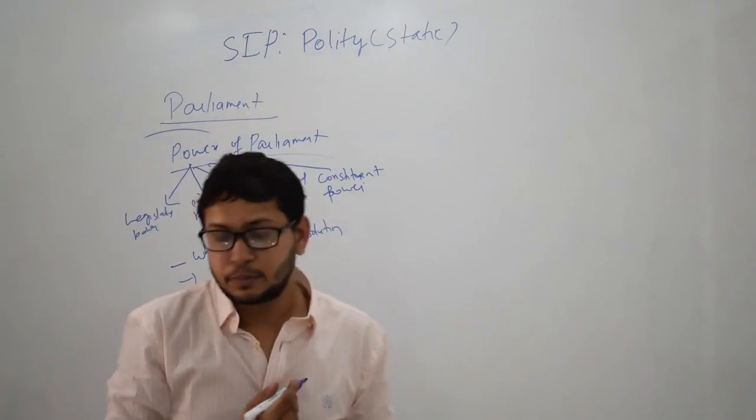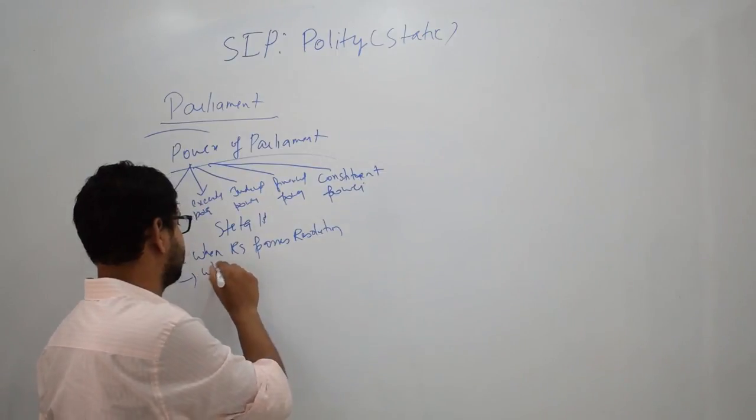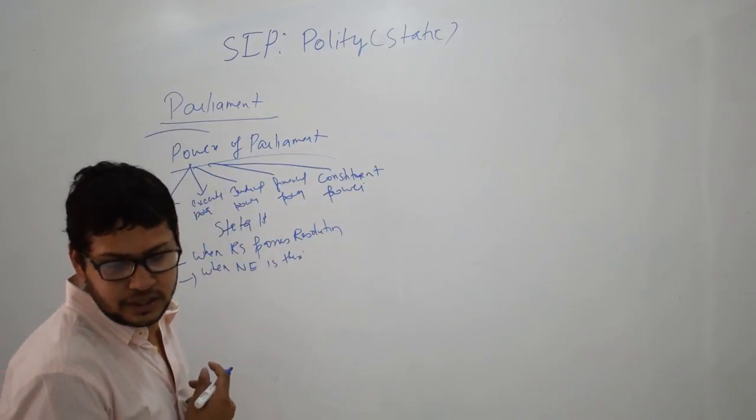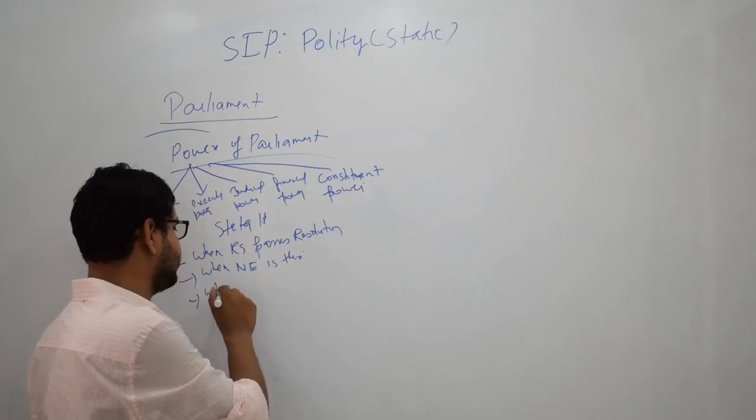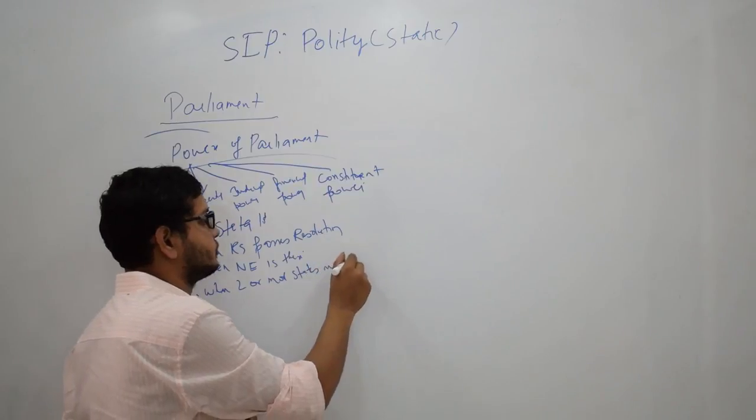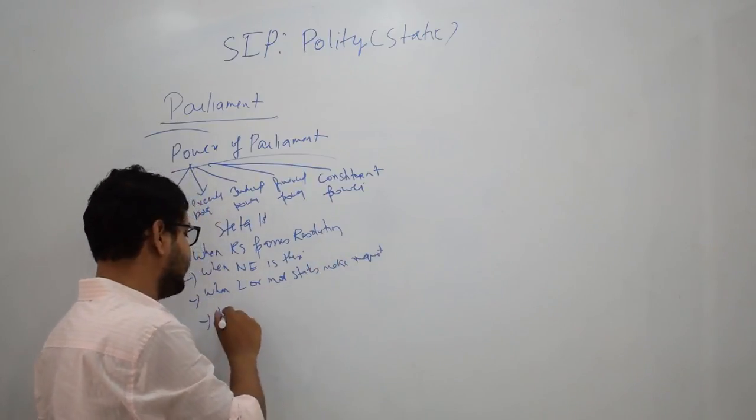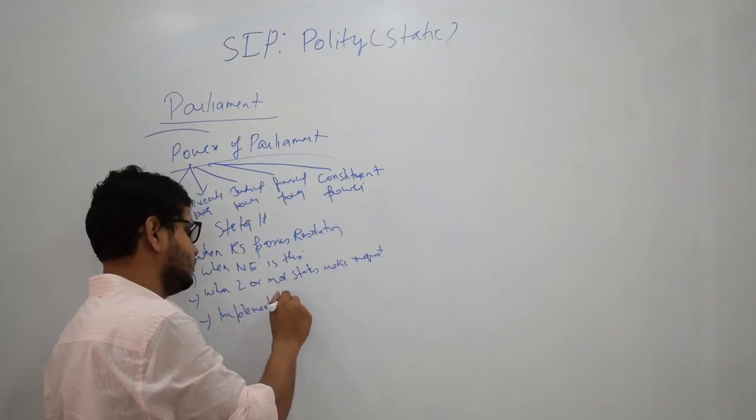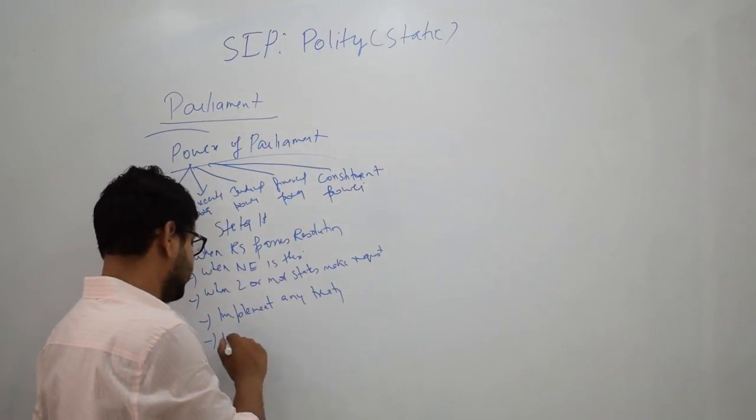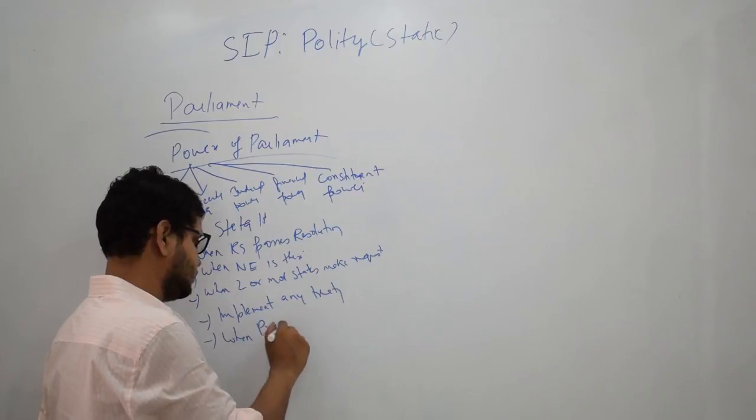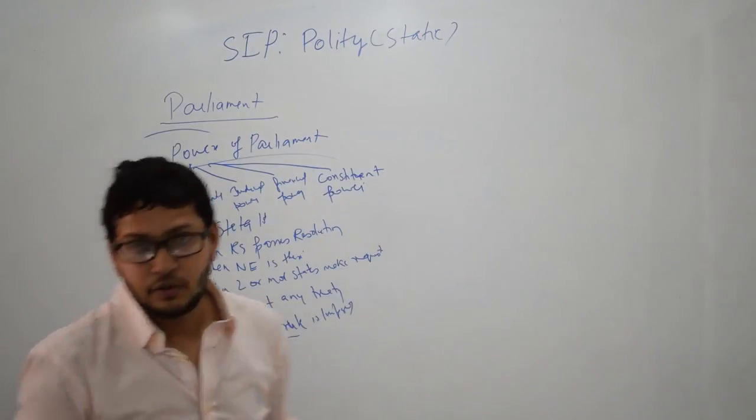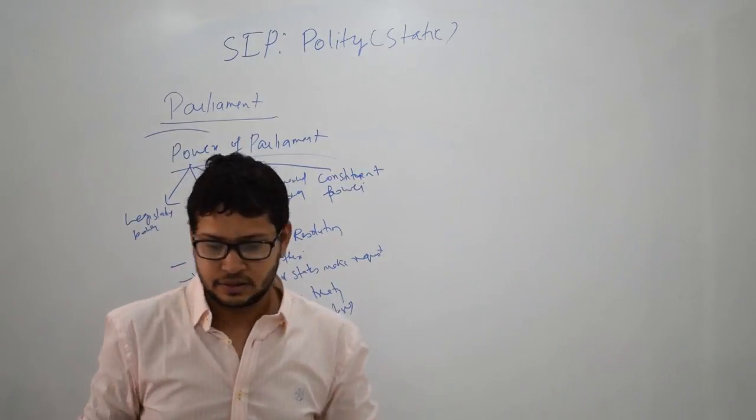Second is when there is proclamation of national emergency. Third is when two or more states make a joint request to Parliament. Fourth is to implement any treaty provision. And fifth is when President's rule is in imposition. So under these five categories, Parliament can even legislate in the state subjects.